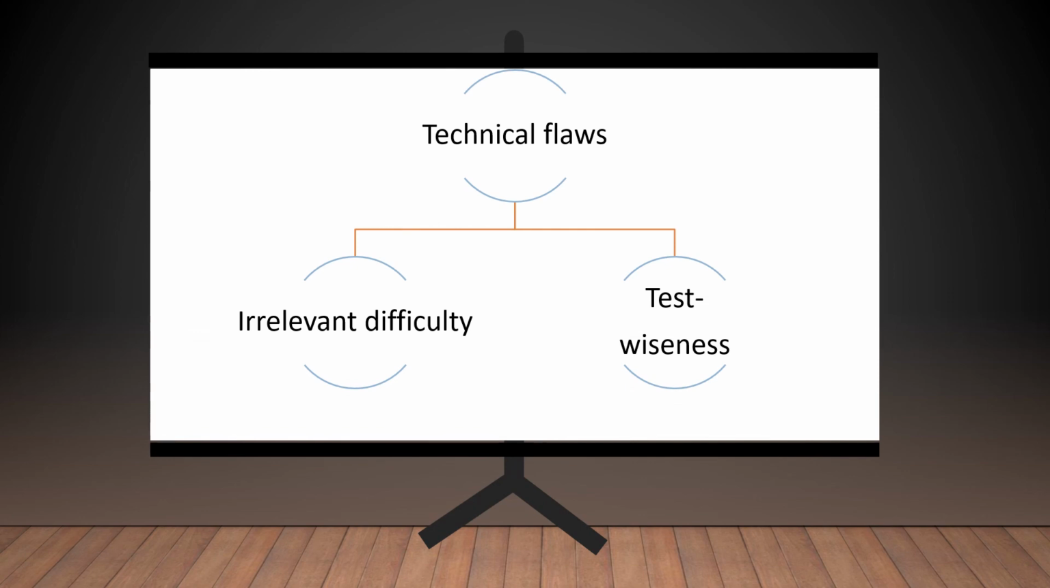To sum up, we've talked about two types of technical writing flaws to avoid: the irrelevant difficulty and the test-wiseness flaws. That's all for now.